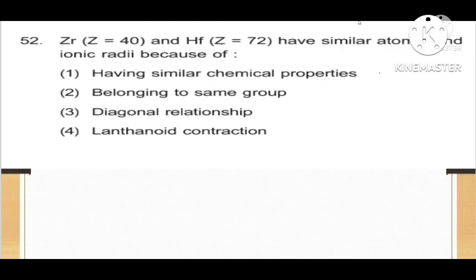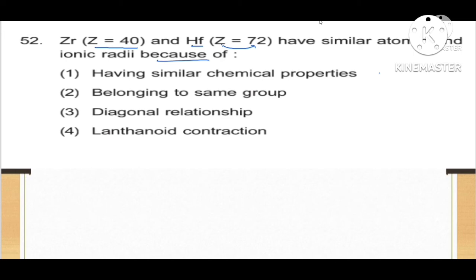Now let us see the 52nd question. Zirconium having the atomic number 40 and hafnium having the atomic number 72 both have similar atomic and ionic radii because of. Here they are asking the reason. Okay, in this type of question you go with verification. Verifying the options is the best way to answer this type of question.